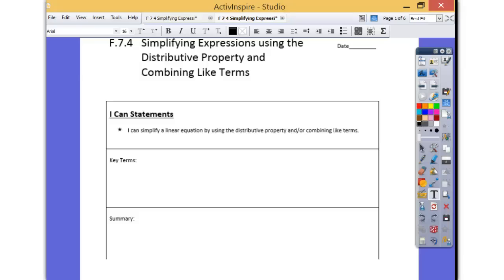7.4, simplifying expressions using the distributive property and combining like terms. So what we're doing is taking what we learned in 7.2, the distributive property, and 7.3, combining like terms, and we're going to do both of them together in today's lesson.